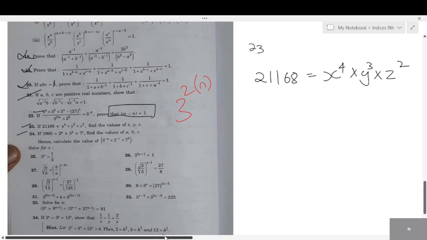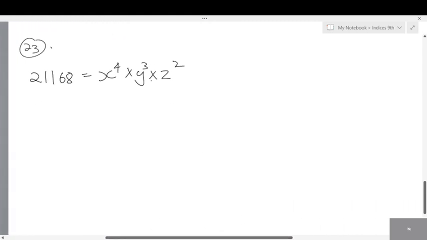Okay, what do we need to find here? Can you all tell me the value, students? Find the value of what? 23rd question. x, y, z. Where are x, y, z? Are they on the power or base? Base. I'll tell you this concept.